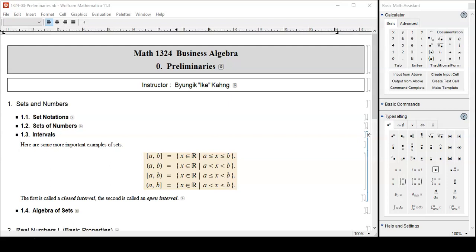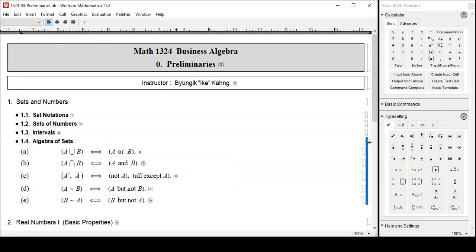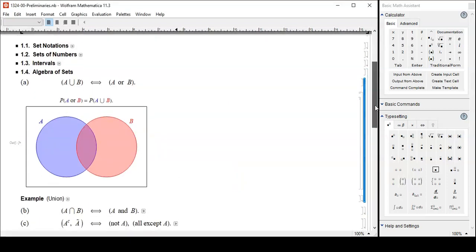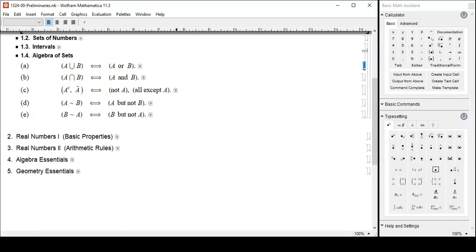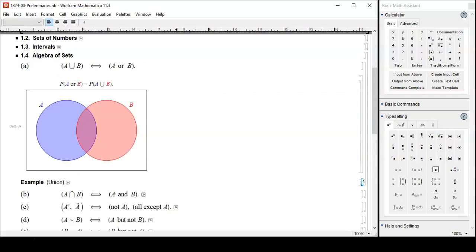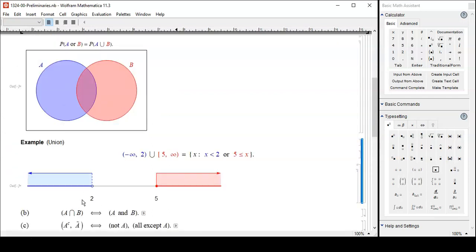All right, next, algebra of sets. Union, A or B, so either way it's okay. So A is okay, B is okay. Either way it's okay. So or makes it larger. Union makes it larger. Do I have an example here? Example of a union? Okay, all right. Blue is okay, red is okay too. So either X is strictly less than 2 or X is greater than or equal to 5. Yeah, there goes an example.